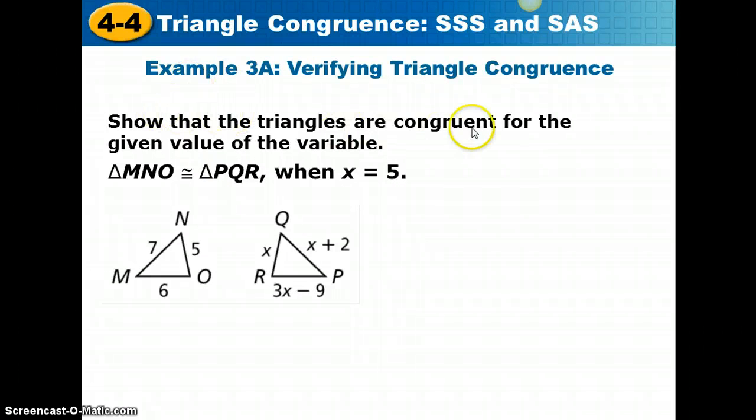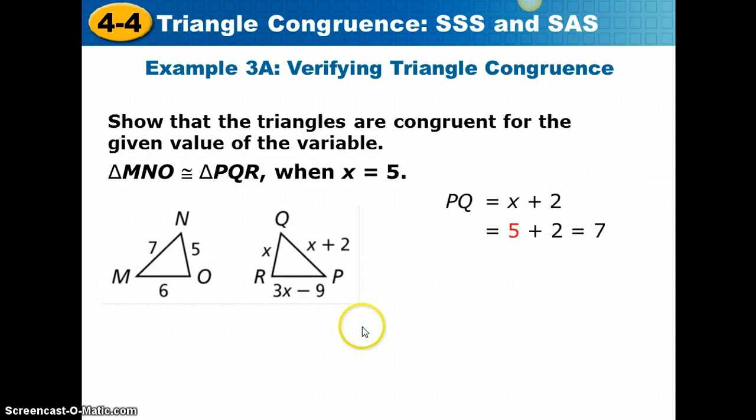We're going to show that the triangles are congruent given this value of the variable. Now, notice you're given 3 side lengths here and expressions for 3 side lengths here. Which do you think we're going to use? Side, side, side, or side angle side? If you said side, side, side, you are correct. Let's take a look. We know PQ is x plus 2, so we substitute 5 in for x. 5 plus 2 is 7.